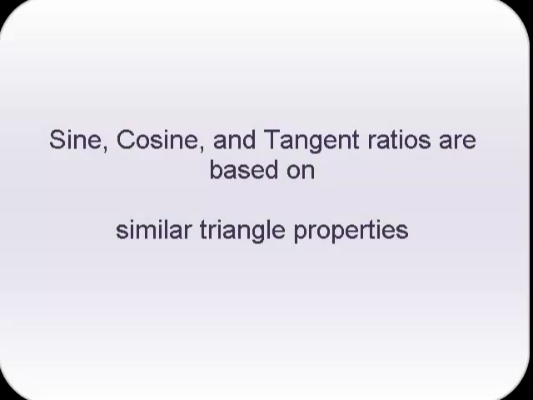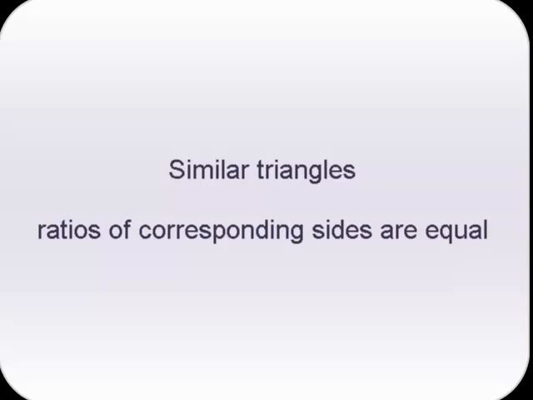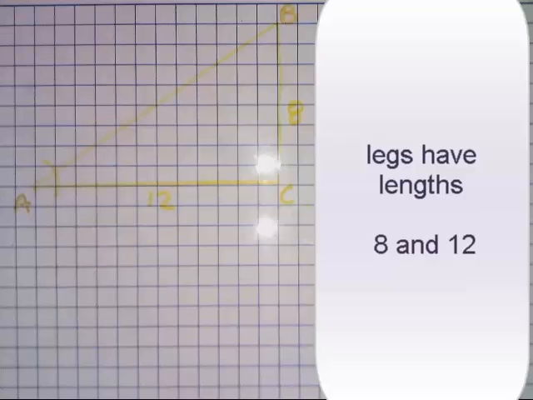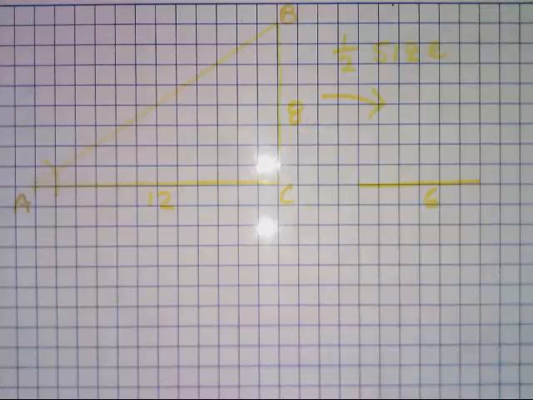Sines, cosines, and tangents will confuse you if you do not understand the properties of similar triangles. In similar triangles, the ratios of corresponding sides are equal to each other. Let's investigate this property now. Here is a right-angled triangle. The legs are length 8 and 12. They make the right angle.